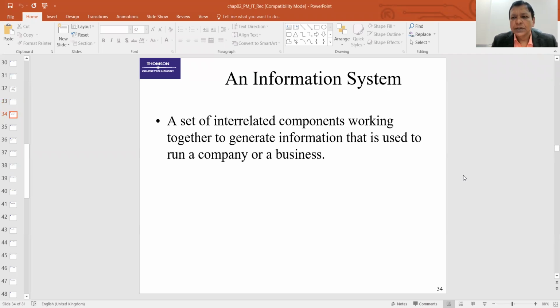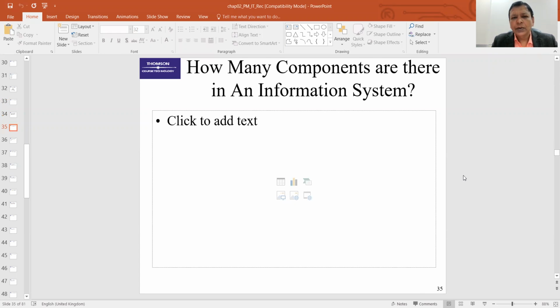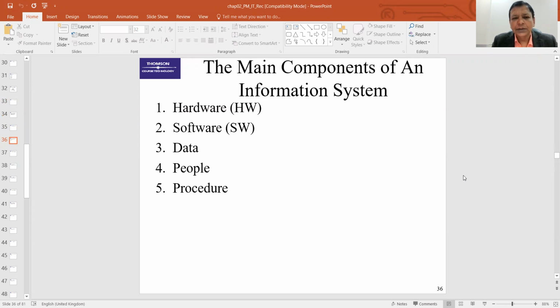Information system is a set of interrelated components working together to generate information that is used to run a company or a business. The next question comes to our mind: how many components are there in an information system? Any idea? There are 5 components of an information system: hardware, software, data, people, and procedure. We will discuss them one by one.